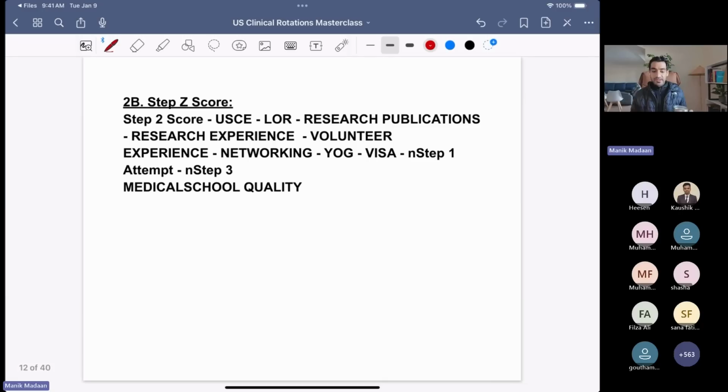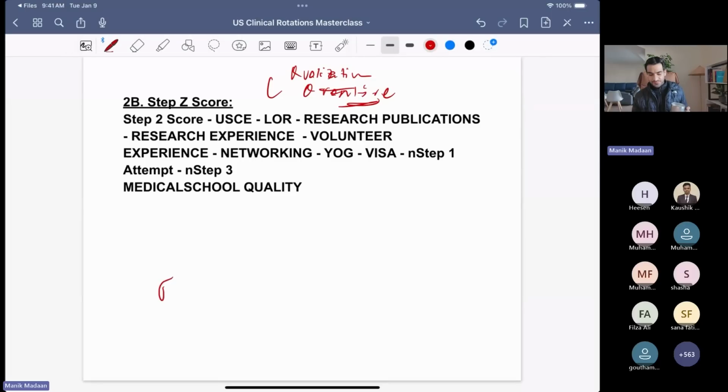So let's start with this question: why do stellar applicants fail to get interviews and match, right? And that's where the idea of step Z scoring comes in. This is what all programs use, right? It's a way to convert the intangible, or qualitative, into quantitative aspects for each program to rank who we should invite and who we should not invite, right?